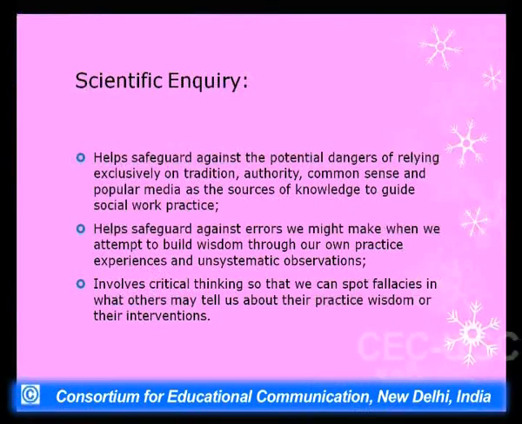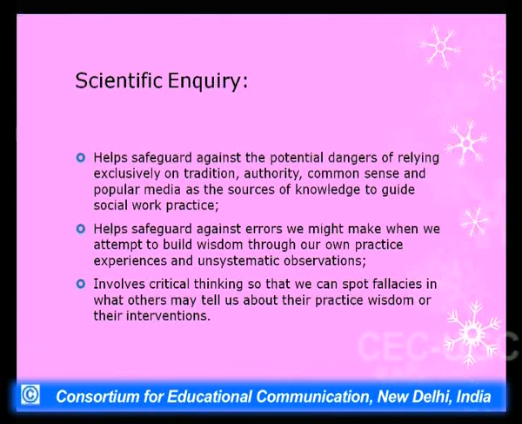What is the option that we have? The option that we have, or the alternative to knowing, is scientific inquiry. Scientific inquiry helps us to safeguard against all these potential dangers of relying on what I've just mentioned, relying on knowledge which stems out of tradition, authority, common sense, popular media. And this is more so in the domain of social work practice. It guides social work practice.